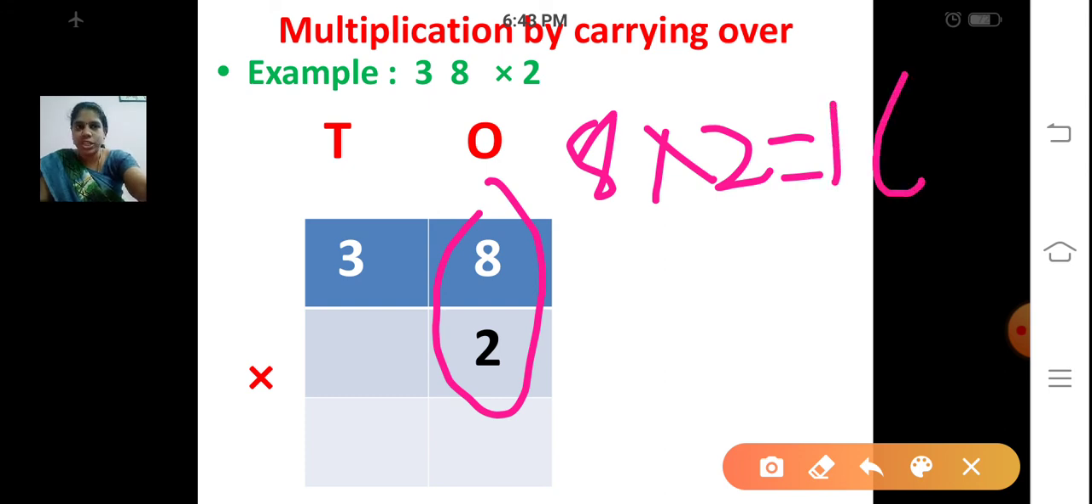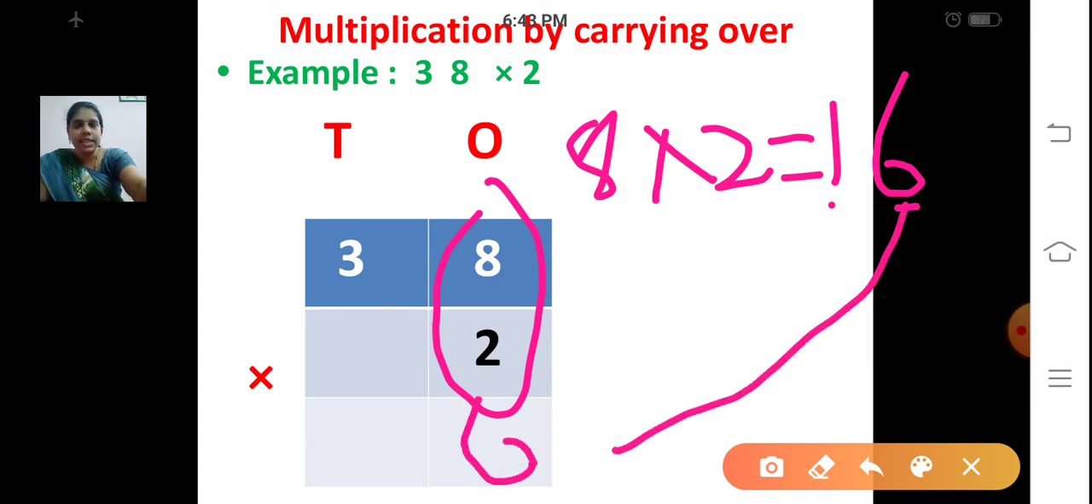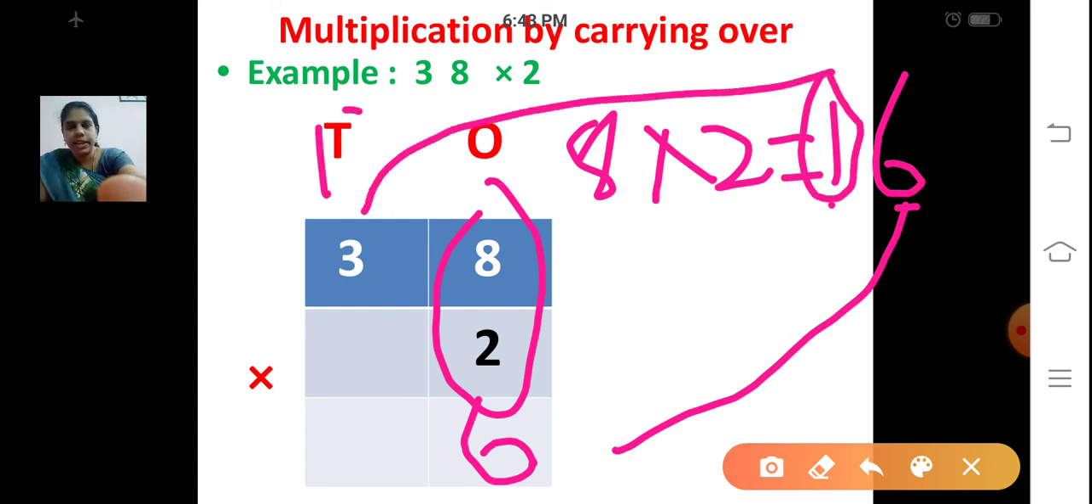It's a 2-digit number, isn't it? This is ones place, this is tens place, but it's a 2-digit number. So what number will you write here? This ones place number alone you are going to write here, 6, and this 1 you are going to carry to the tens place.